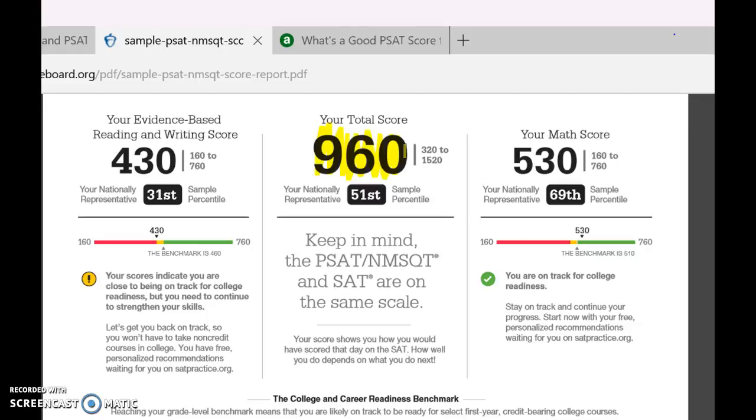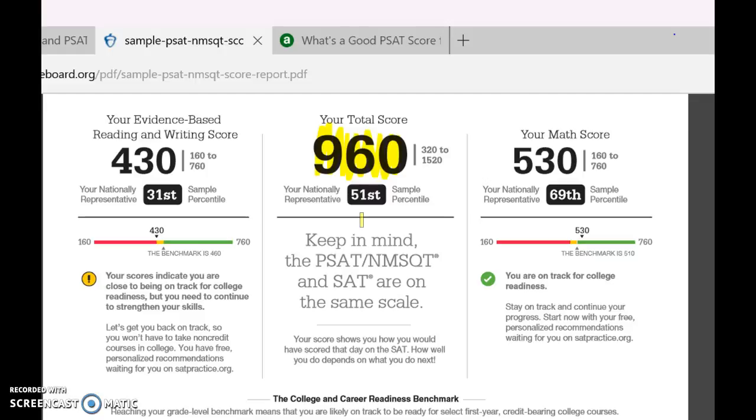So in this sample, this person was not strong in reading. They were in the 31st percentile, but they were strong in math. They were in the 69th percentile. And so their total score is the 960. So they're right there at average. They're in the 51st percentile of the country, okay? And this is important whenever you go to look for what score the college I'm looking at wants me to get, and I'll talk a little bit more about that in a second.